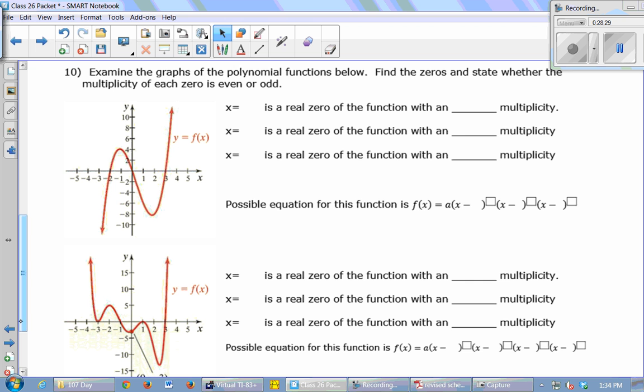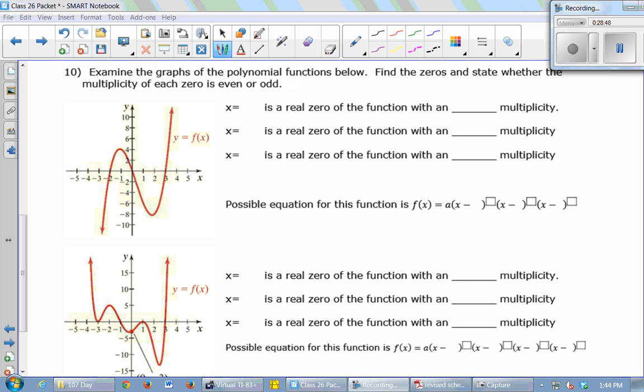All right, I want you to look at number 10 in your groups here and discuss. We have two graphs of polynomial functions. Find the zeros, state whether the multiplicity of each 0 is even or odd. All right, so looking at these graphs in number 10, just the first one. What are my real zeros? Where are they? -2, 0, and 3. My x-intercepts.